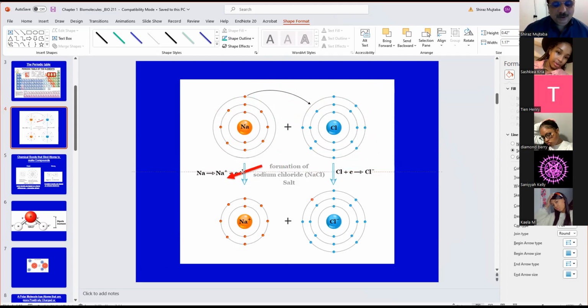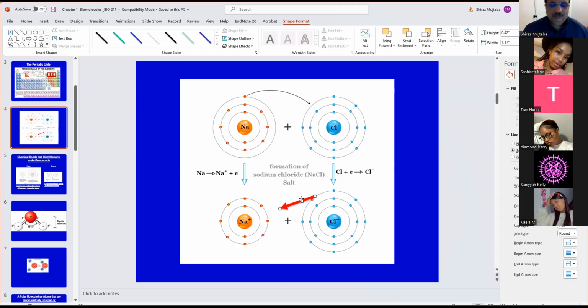So sodium becomes a positive ion. It's no more a neutral atom. Chlorine that gains an electron becomes a negative ion. So positive ion and negative ion attract each other. And because of this attraction, there is a formation of a chemical bond called an ionic bond. So an ionic bond is formed between 2 ions, positive and negative.